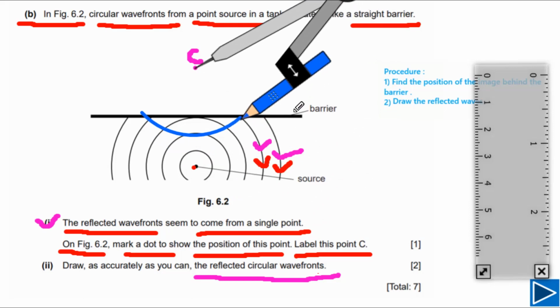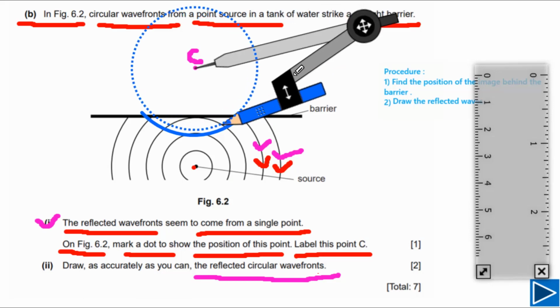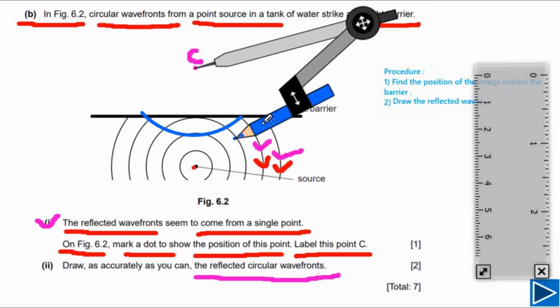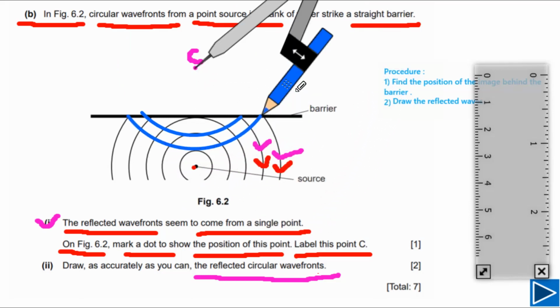Now we need to open this more, and we need to draw the next wavefront. So we can open this more. Now you can see here. So this is our second wavefront. That's all. This is how you need to draw these two reflected wavefronts.